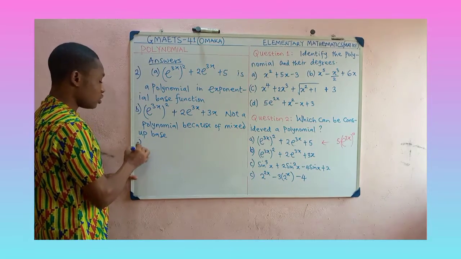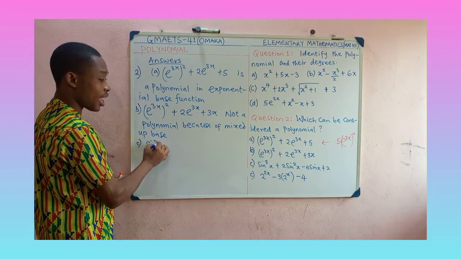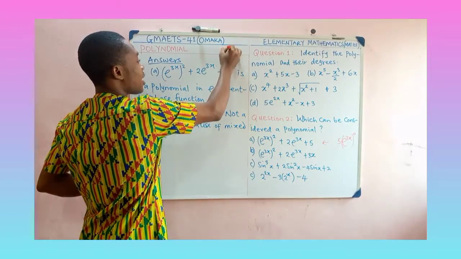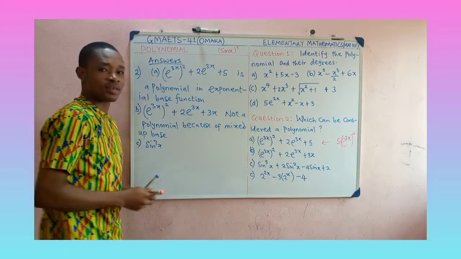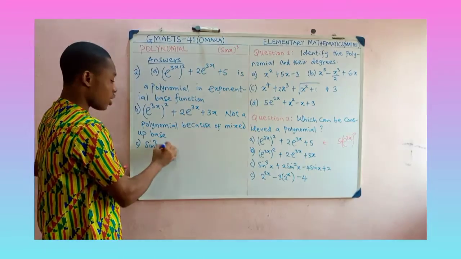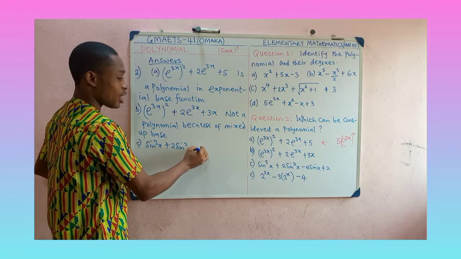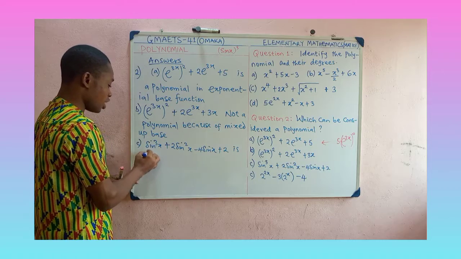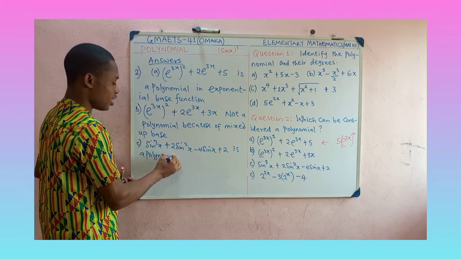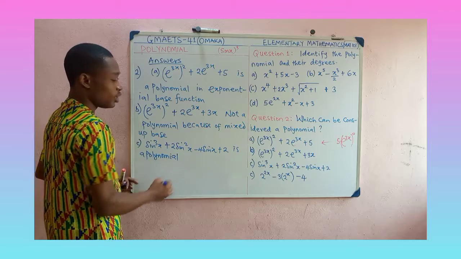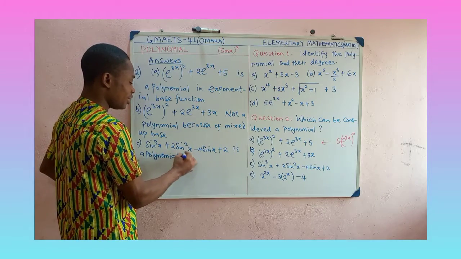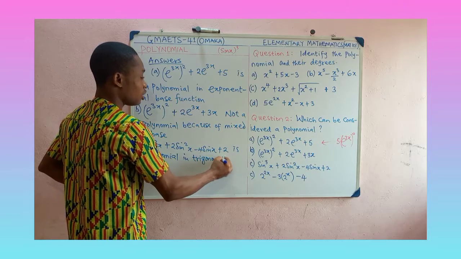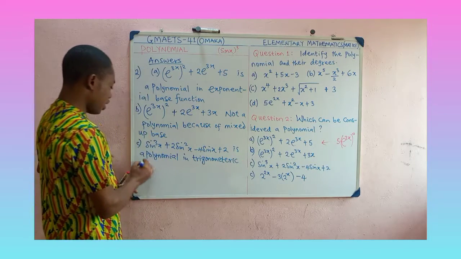Okay, so we move on to the third one, sine cube x. This sine cube x is still written as sine x all raised to the power 3. Is that okay? That's the meaning of that. So sine cube x plus 2 sine square x minus 4 sine x plus 2 is a polynomial. You would agree with me, following the explanation I gave for the first two here, is a polynomial. Now it's a polynomial in trigonometric base function.